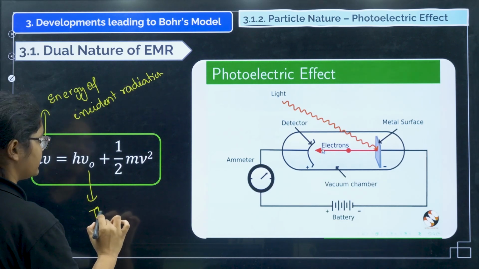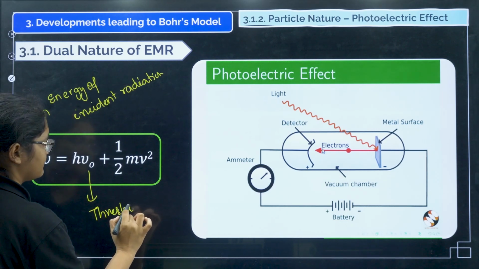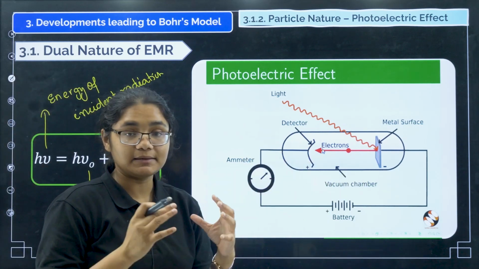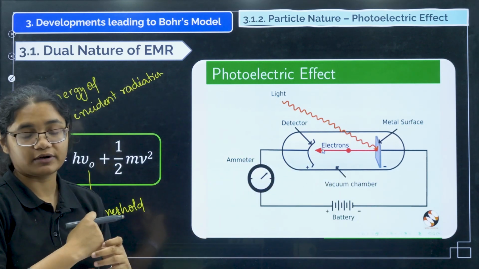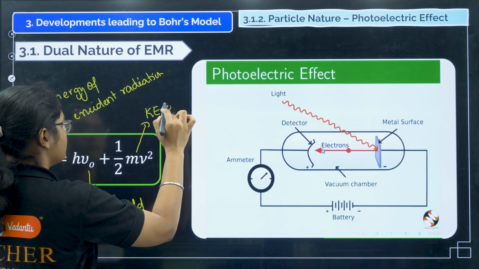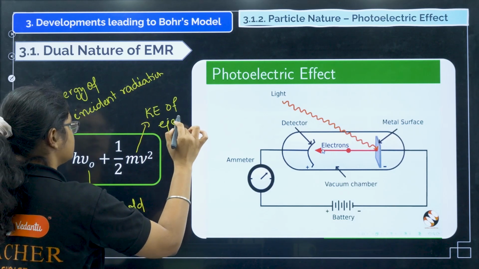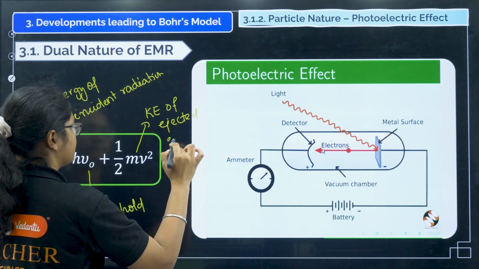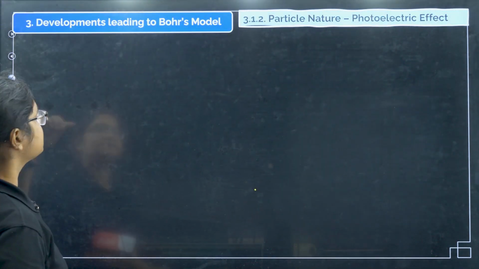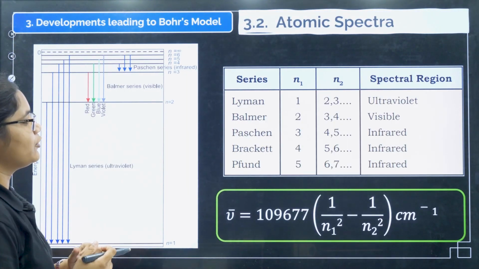This is your threshold energy. Threshold energy means the minimum amount of energy that is required to remove the electron, and this is the kinetic energy of the ejected electrons. Clear? Okay, next we will see the atomic spectra.